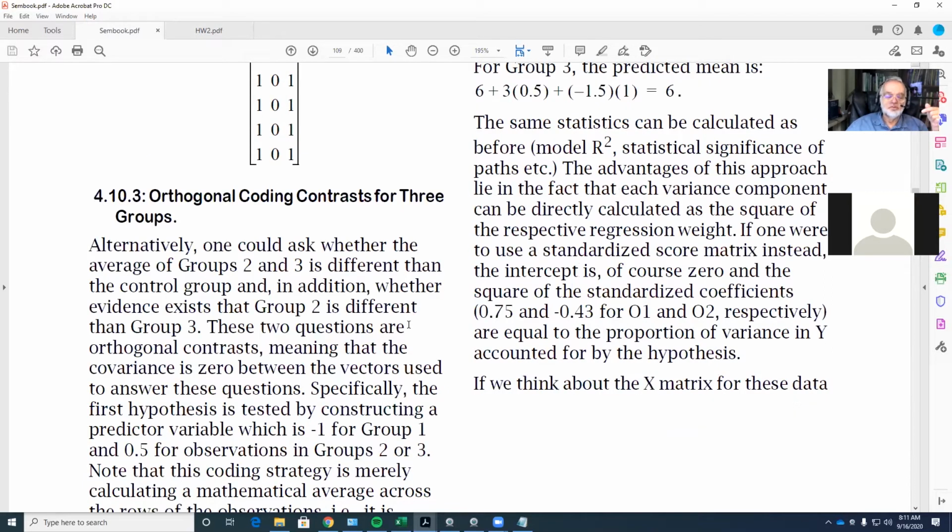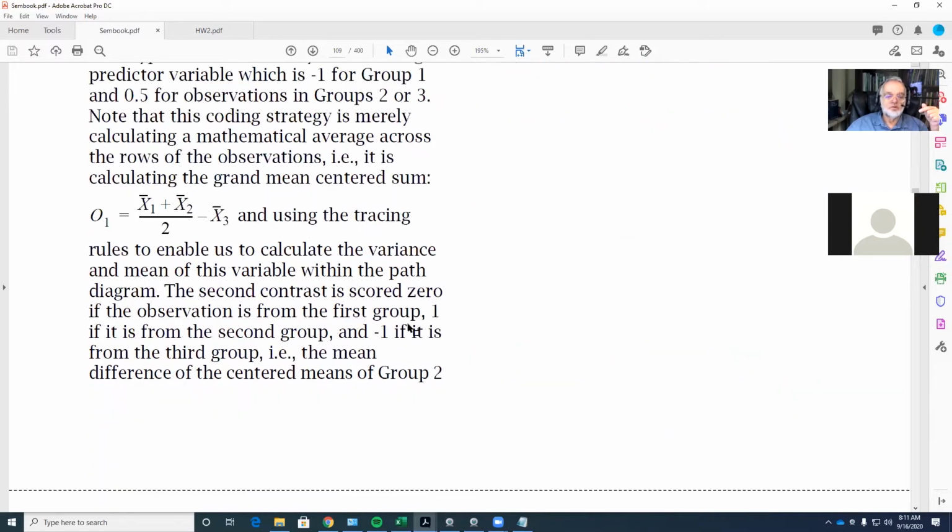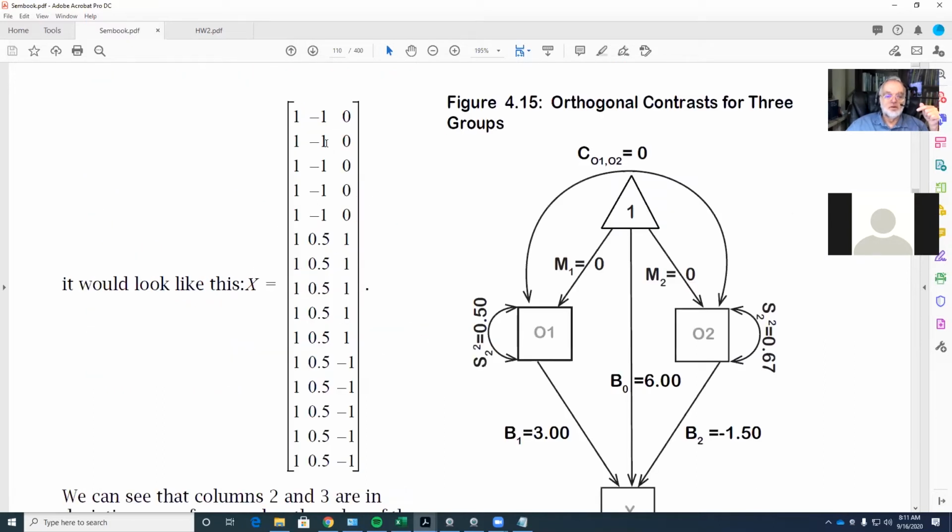I have pushed this new version to the electronic version. But if we're looking at orthogonal contrasts, this is what the matrix looks like. Well, what makes this orthogonal? First of all, the mean of this variable is 0, and the mean of this variable is 0 because all the ones are balanced by minus ones.